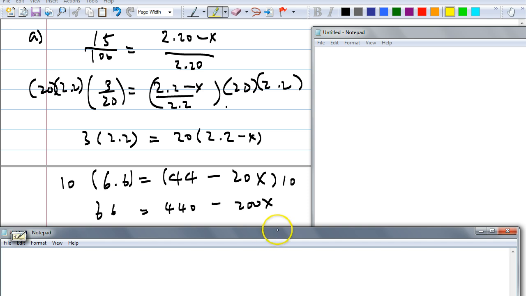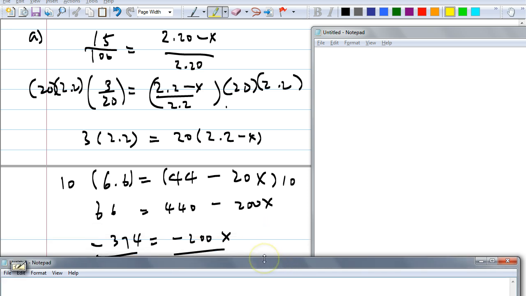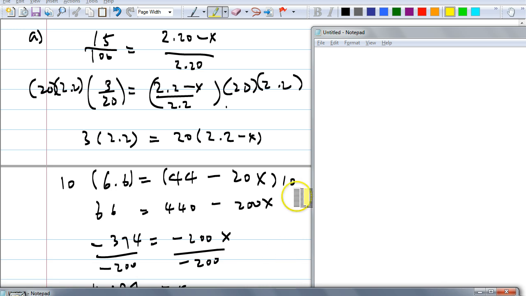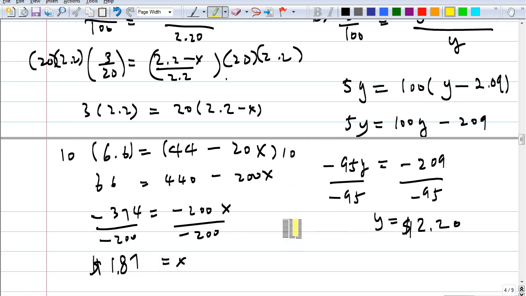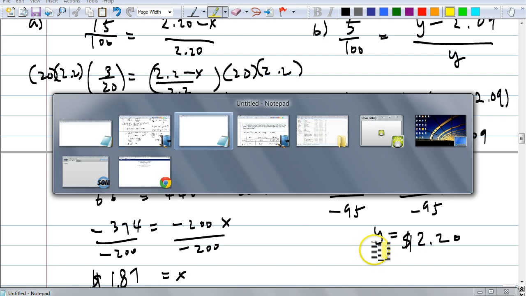Okay, so did you all get it? After you gather the numbers, subtract 440. You get negative 374. Divide both sides by negative 200. What's the answer, class? X comes out to be 1.87, which means it's $1.87, right?